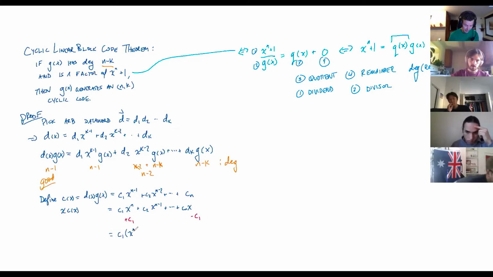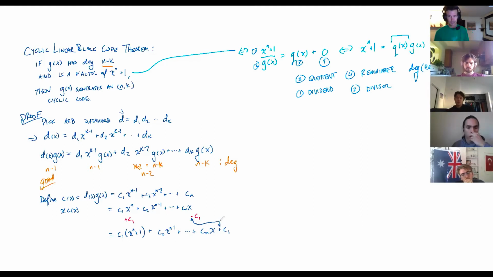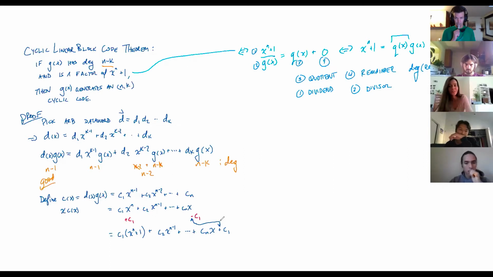So that gives me x^(n+1). And then it gives me c2 x^(n-1) plus dot dot dot down to cn x plus c1. Now, who can tell me why this negative sign turned into this positive sign? Sorry, go ahead. I was going to say the answer isn't that I made a mistake. So if you thought it was a trick question.